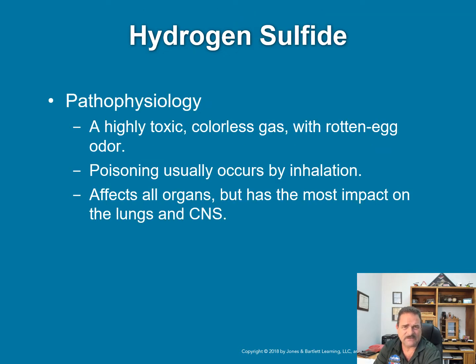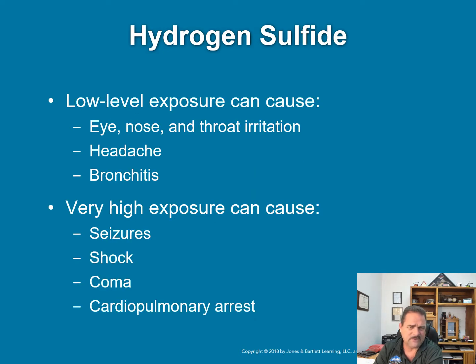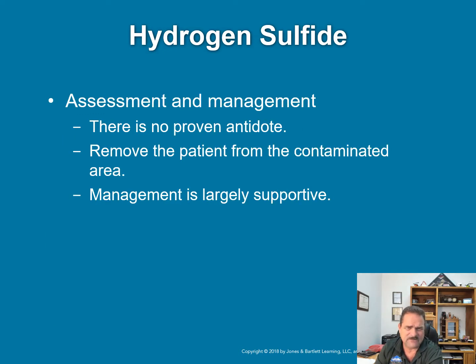Hydrogen sulfide. Hydrogen sulfide is a highly toxic colorless gas with a distinctive rotten egg odor. Its poisoning usually occurs by inhalation. Its effects are throughout all organs, but it mostly impacts the lungs and the central nervous system. Chronic exposure may cause patients to lose their ability to smell the gas. Very high levels of exposure could cause much more serious effects: seizures, shock, coma, and even cardiopulmonary arrest. Assessment and management: there's no proven antidote. Remove the patient from the contaminated area, give them high flow oxygen, and get them to the hospital.